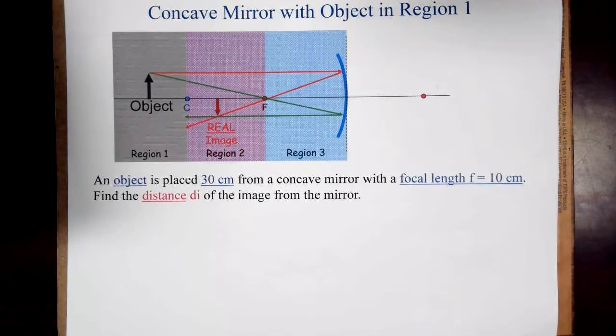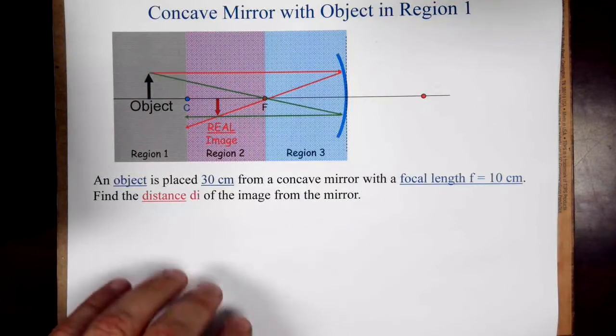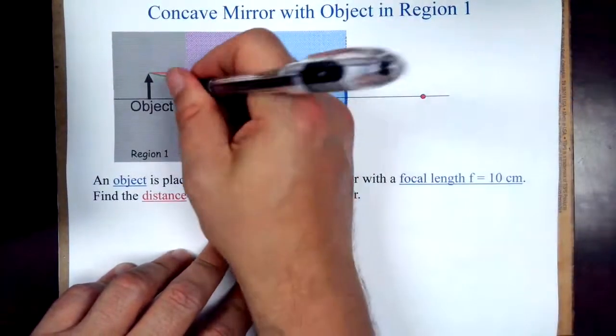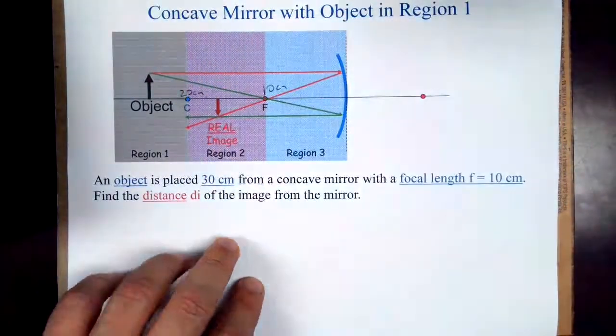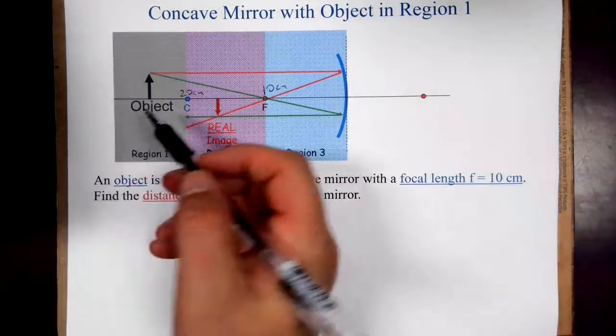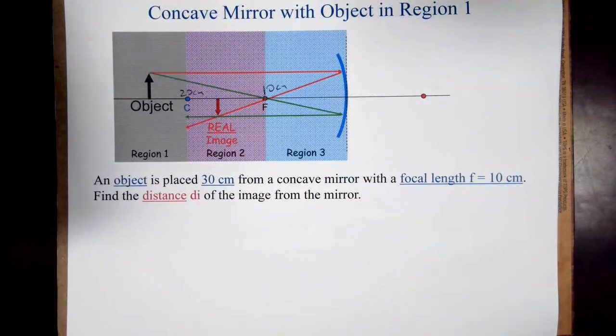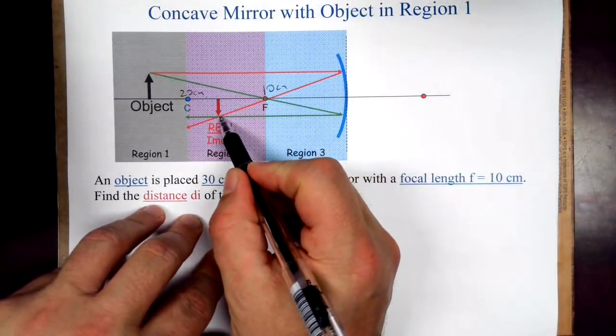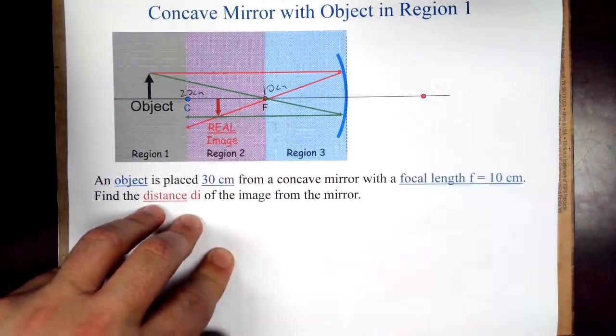So our next example is when we're in region 1. That means we're beyond the center point. Our object is placed 30 centimeters from the concave mirror, and our focal length is 10 centimeters. So the focal length is 10 centimeters, the center point is 20 centimeters, so that confirms at 30 centimeters we are past the center point. If we do our ray tracing, it looks like our image is smaller than the object, and it looks like it's inverted.